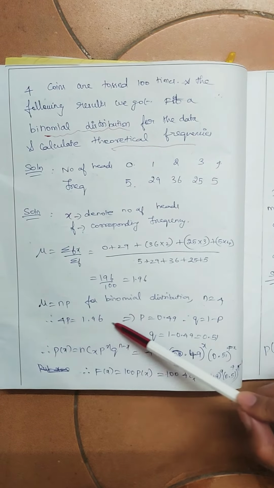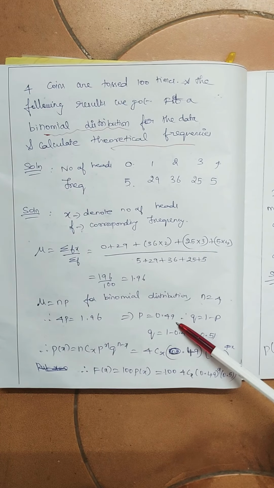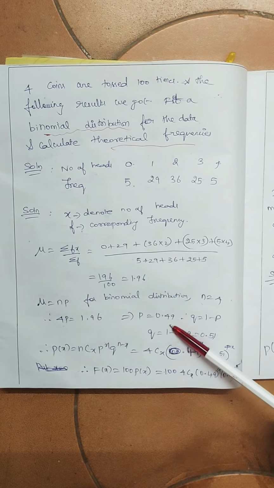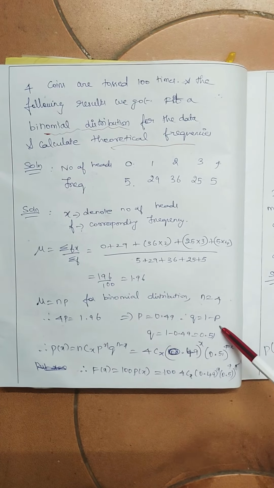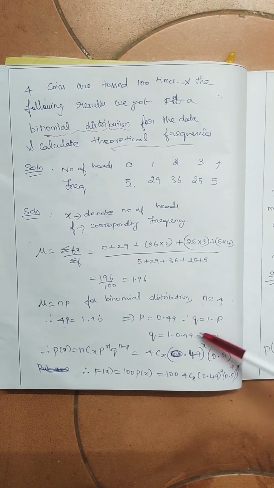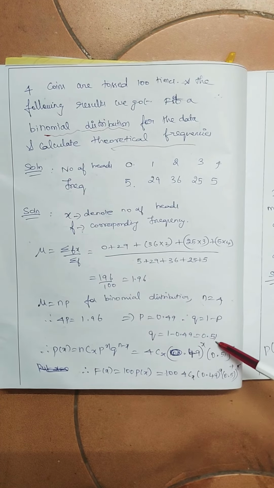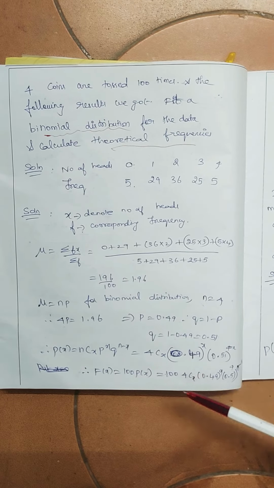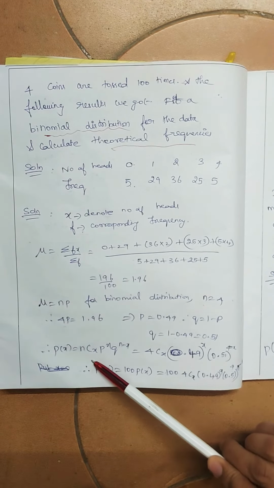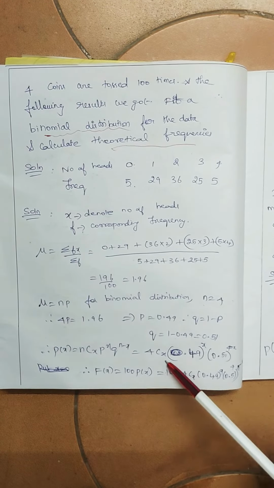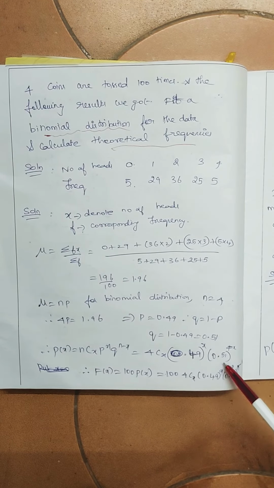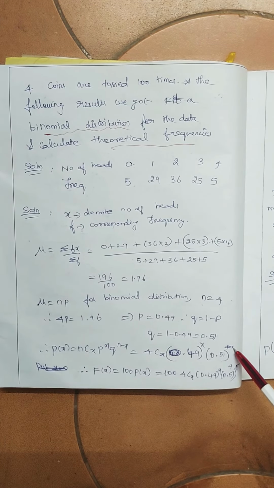Substitute here. 4p is equal to 1.96. We got the probability, 0.49, which is close to 0.5. The probability is not too small, so you can fix that it's a binomial distribution. In binomial distribution, q is always 1 minus p because p plus q is 1. So q is 1 minus 0.49, that's equal to 0.51. Once you got this value, you write the binomial distribution formula nCx p power x q power n minus x. That is 4Cx 0.49 power x 0.51 power 4 minus x.